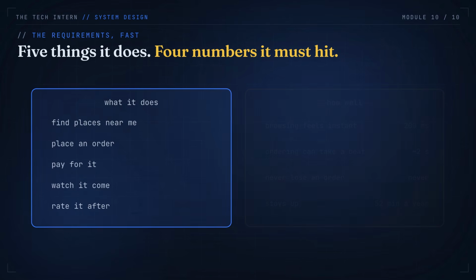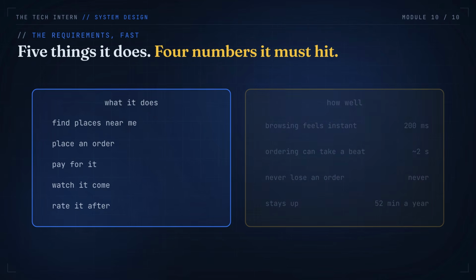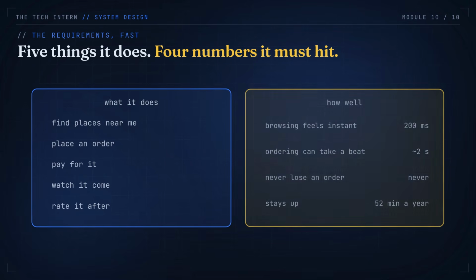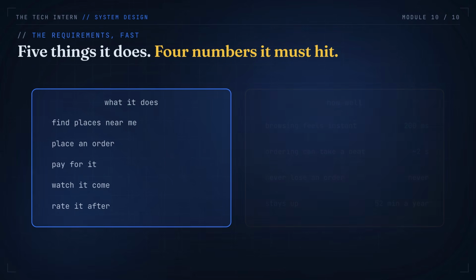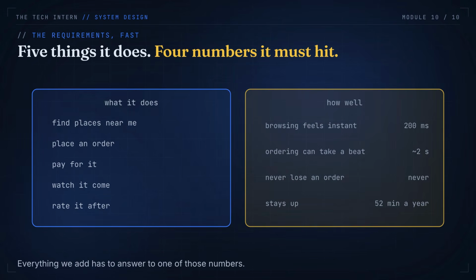Call it 99.99%, which we know is about 52 minutes of downtime a year. 5 features, 4 numbers. Everything we build from here has to justify itself against one of those numbers. And if it doesn't, it doesn't go in.